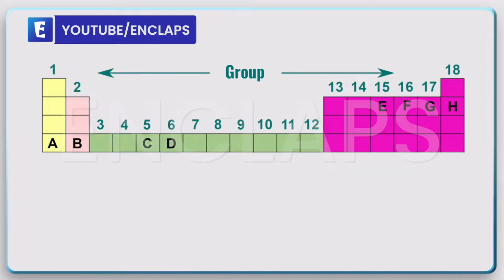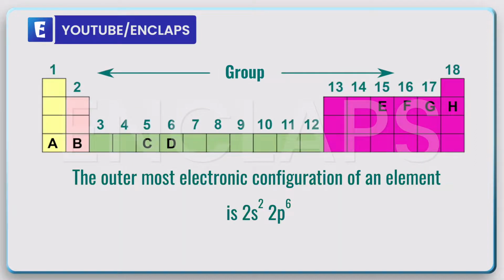The next question is, the outermost electron configuration of an element is 2s2 2p6. Then what is the element? If you look at this subshell electronic configuration, the last electron enters the p subshell, right? So, it belongs to the p block. So, what should be its group number? Yes, s plus p plus 10, that is equal to 2 plus 6 plus 10 equal to 18. So, the element belongs to the 18th group, that is H. So, the answer should be H.